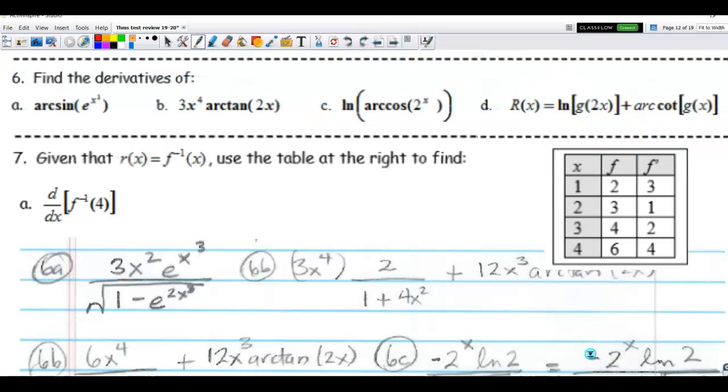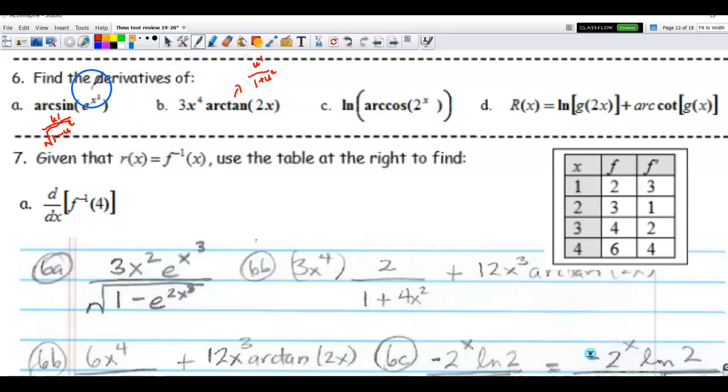Number 6, we are finding the derivative of various functions. So as promised, we have some inverse trig stuff going on here. So the derivative of arc sine, you should remember, is u prime over the square root of 1 minus u squared. You need to have that memorized. I can see arctan right here. The derivative of arctan is u prime over 1 plus u squared, which you should have memorized.